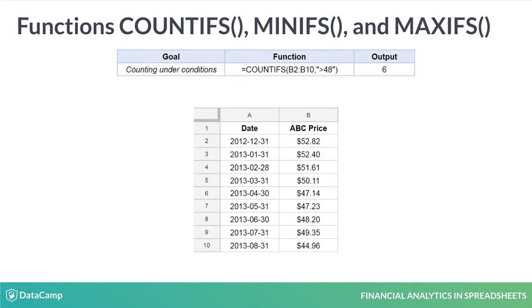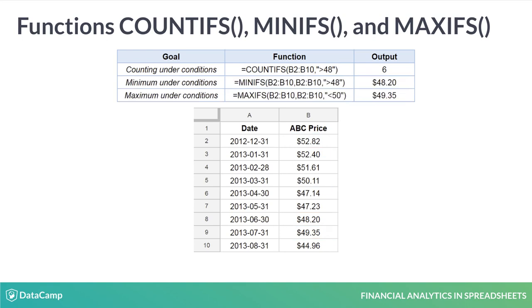For instance, you can count only positive values. This is achieved with the countifs function, in which you specify the condition as a second argument. In this case, you can count the number of prices which are greater than $48. Also, you can use minifs and maxifs to compute a minimum and maximum under certain conditions.